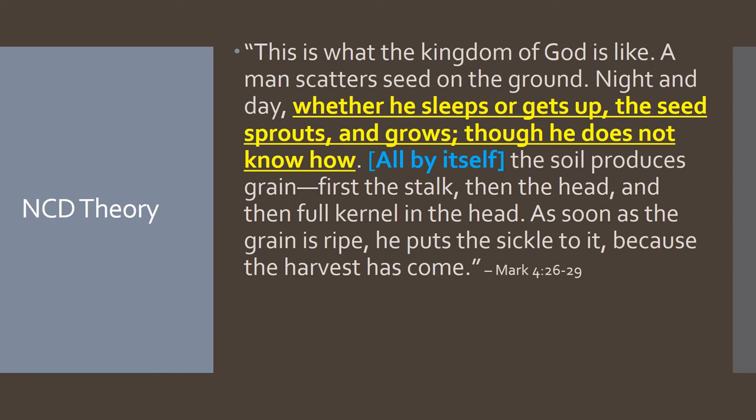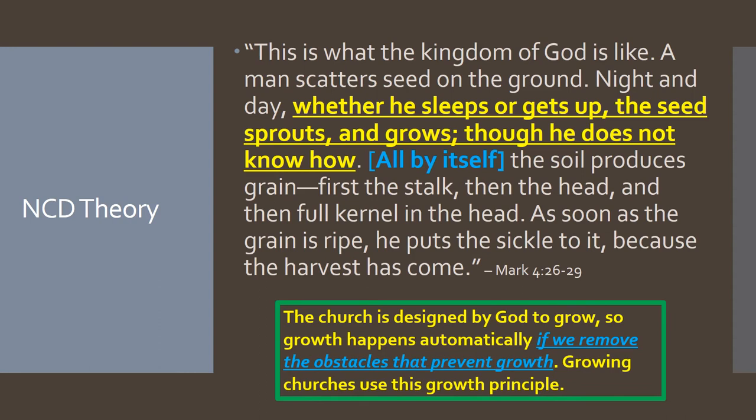It's the idea that if you make sure that the environment is right, you will remove any of the things that would hinder, and that's talking about weeding, making sure that you are doing certain things, so that the result will happen by itself. And it's really not by itself, it's really through God that the church will grow. So the church is designed by God to grow. Growth happens automatically if we remove the obstacles that prevent growth. Growing churches use this growth principle.